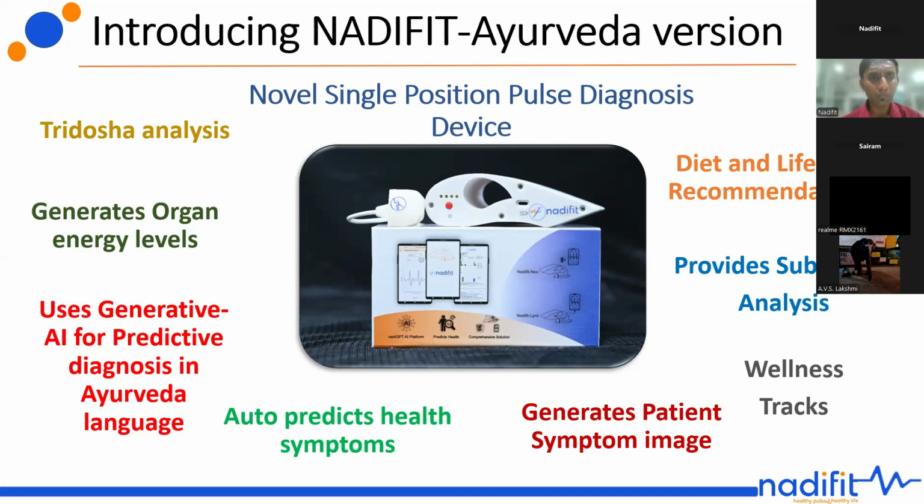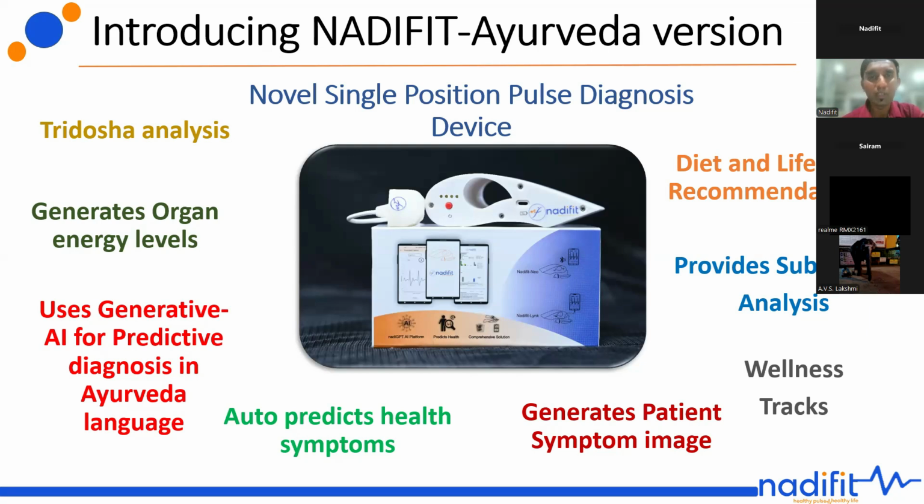And today, we are going to discuss what features this Ayurveda version has and how we can diagnose diseases with the help of this device. So primarily, after taking the Nadi patterns, it provides the Tridosha analysis and also the organ energy levels that we have discussed today. And to make the report easier to understand, we are using generative AI technology there. And it generates the report in the Ayurveda language, that also we'll discuss today. And symptom prediction, image generation. So we'll cover it point by point.